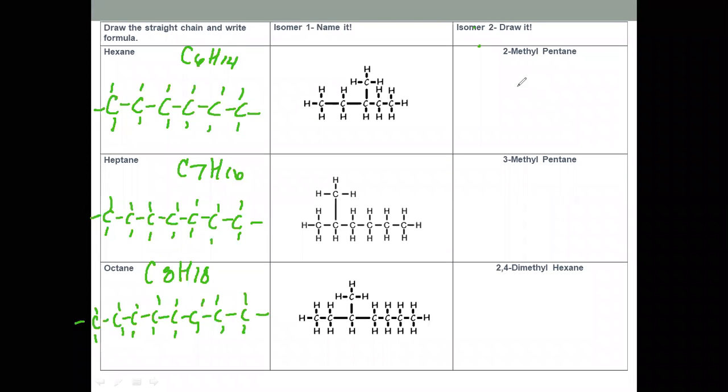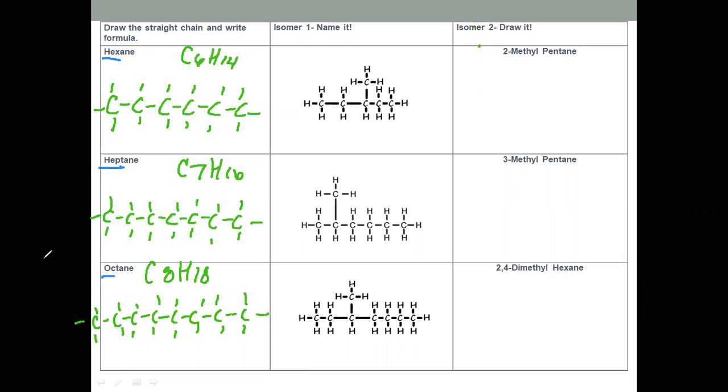Okay, I'm back. So I drew the straight chains. You definitely should be able to do that by now. So I looked at the prefix. Hex is 6. Ane means single bond, so I drew that. Hept is 7. Ane is single bonds. Oct is 8. Ane is single bonds.